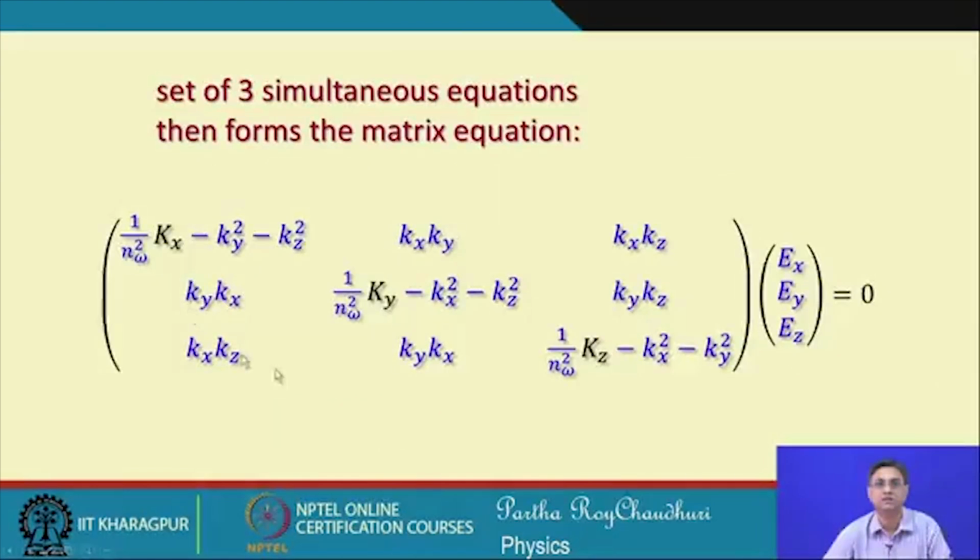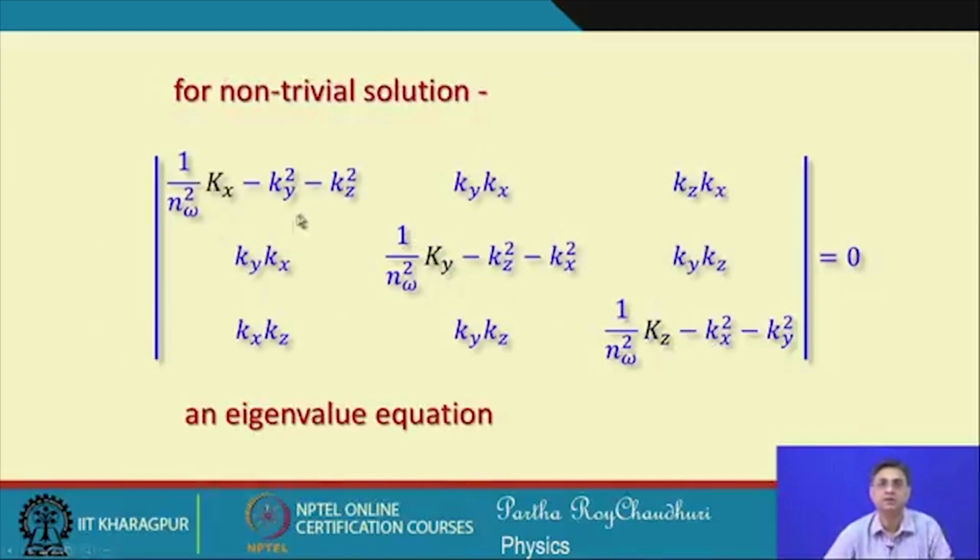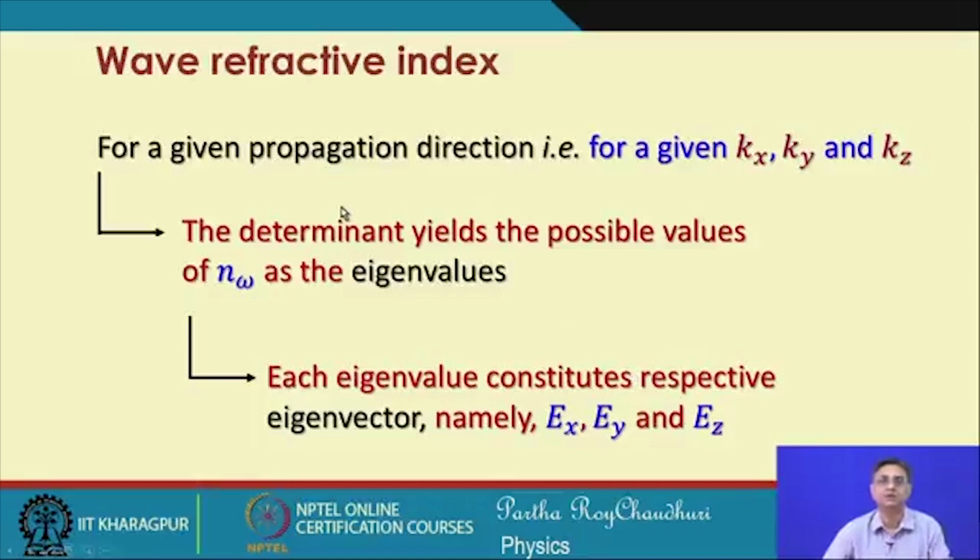Now, to solve this matrix equation, for a non-trivial solution, the determinant of this equation will be equal to 0. So, this is an eigenvalue equation which will give you the values of n omega, and to solve this, we will see that we have to consider a direction of propagation of the electromagnetic waves. That is, if we specify the direction of propagation, then we know kx, ky and kz.